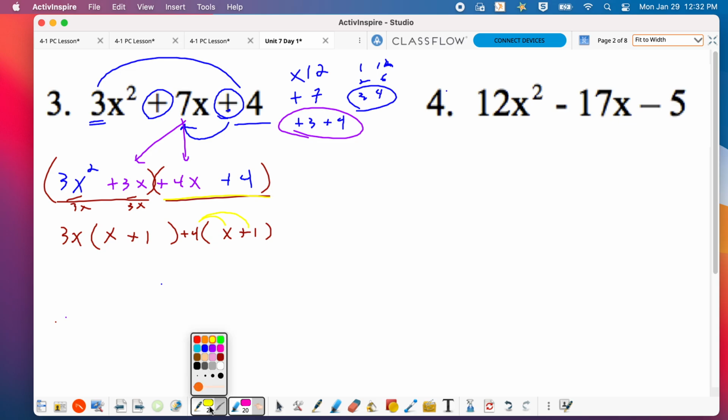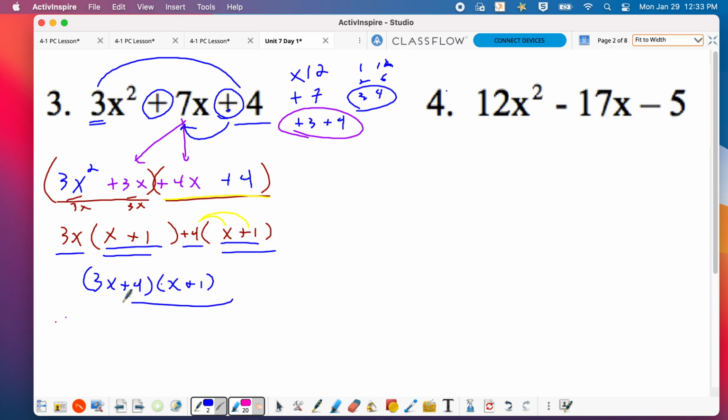So now my factors are going to be what's on the outside, 3x plus 4, and that parentheses that was the same both times, x plus 1. And that one's factored. Okay, so try number 4. I'm going to let you start. Pause it, and then I'll start working.